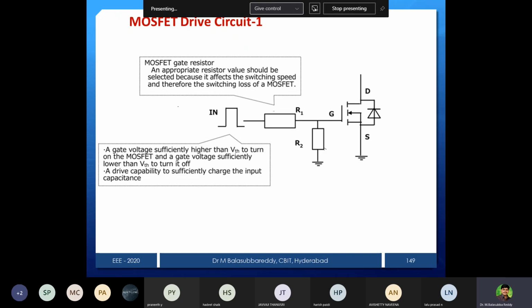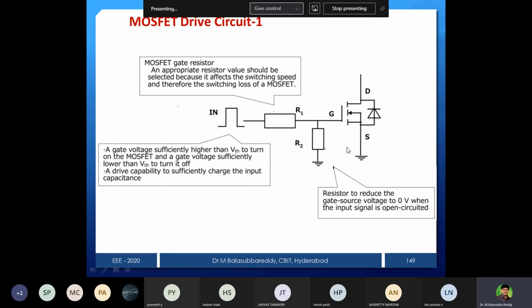If you allow more current in a shorter time, the device will turn on first, which means very little time; otherwise the time will be more. In that circuit, another resistor, R2, is used to reduce the gate-source voltage to 0 volts when the input signal is open-circuited. Otherwise, if this drop is more than the required gate-source threshold voltage, the IGBT is also going to turn on.